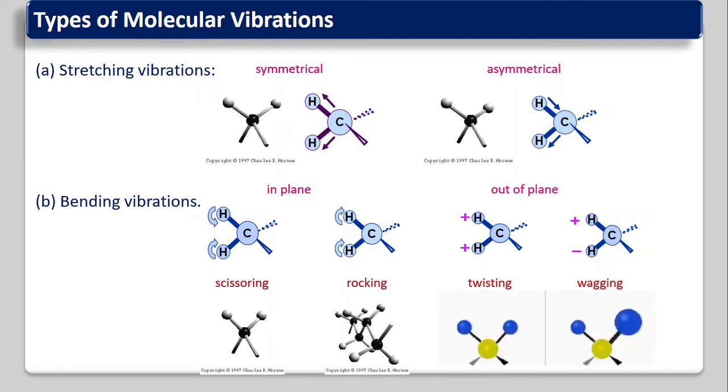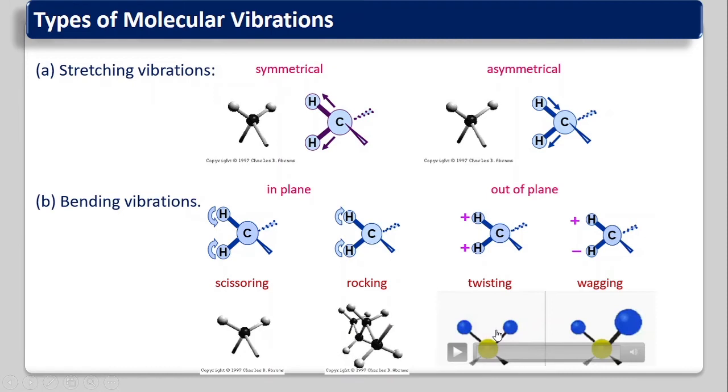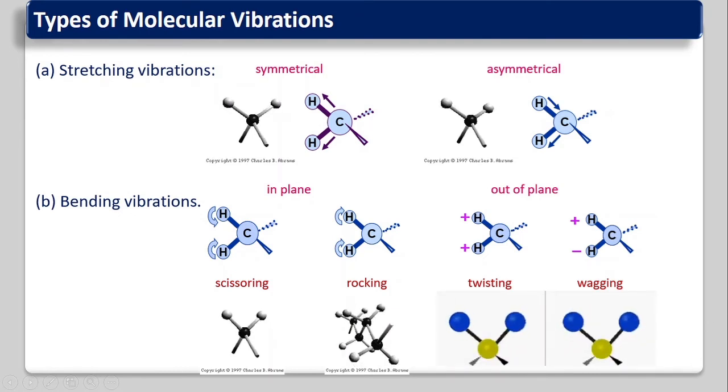See here. These two bonds go away from the observer and come towards the observer simultaneously. Well, in this case, one is towards the observer while the other is away from the observer, alternately. See here. This is the difference between twisting and wagging. In twisting, both bonds simultaneously go and come, while in wagging, one comes and one goes, like that.